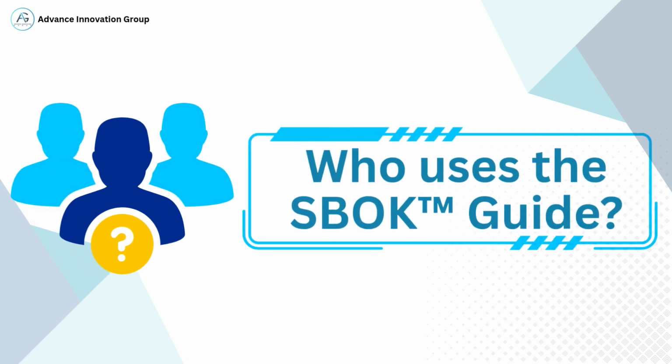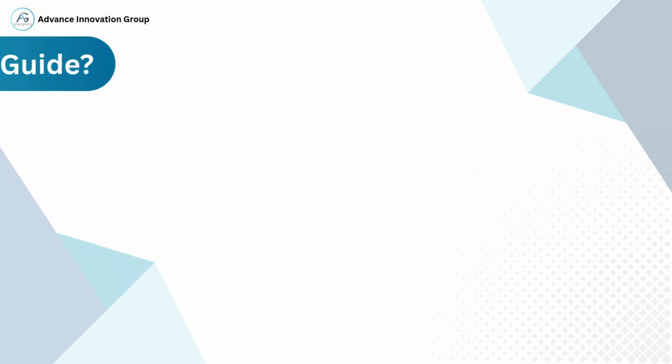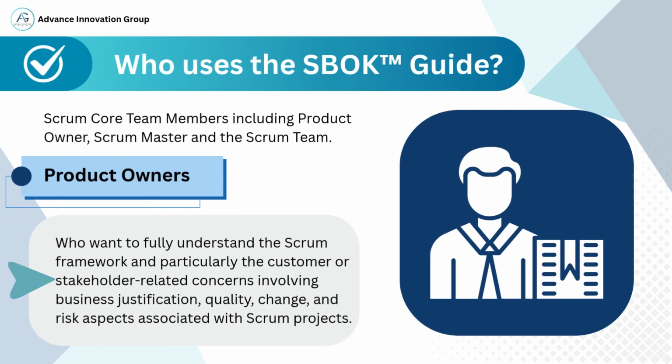Who uses the SBOK guide? The SBOK guide is designed to be used by all key stakeholders in a Scrum project. Scrum core team members, including the product owner, Scrum Master, and the Scrum team. The guide helps them understand their roles, responsibilities, and the best practices for working collaboratively in a Scrum environment.